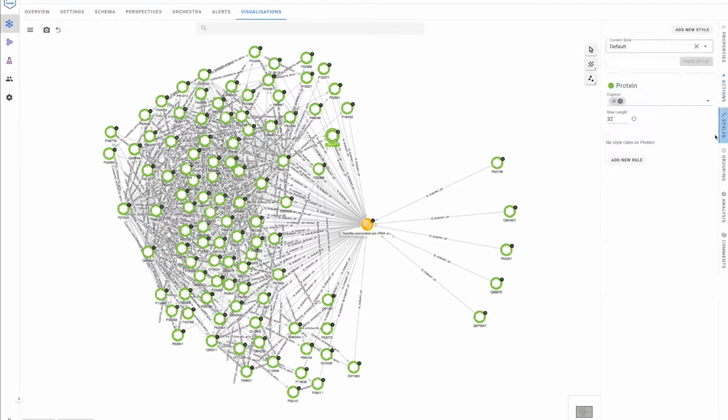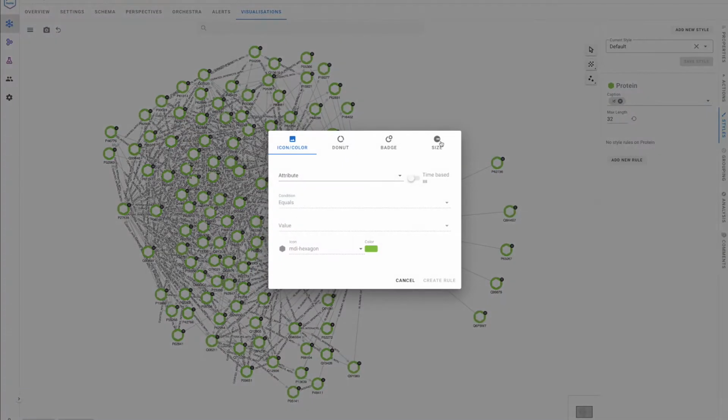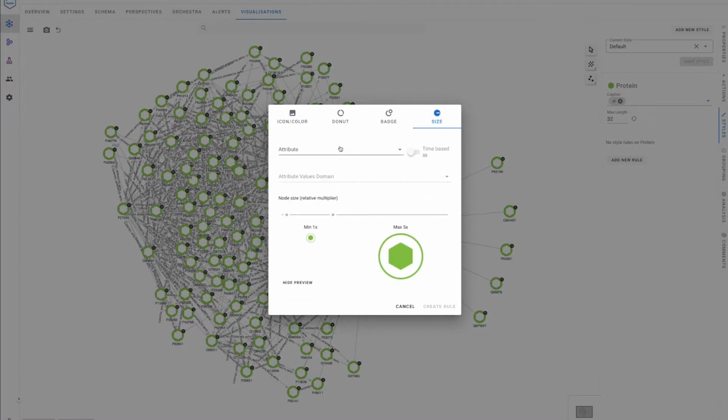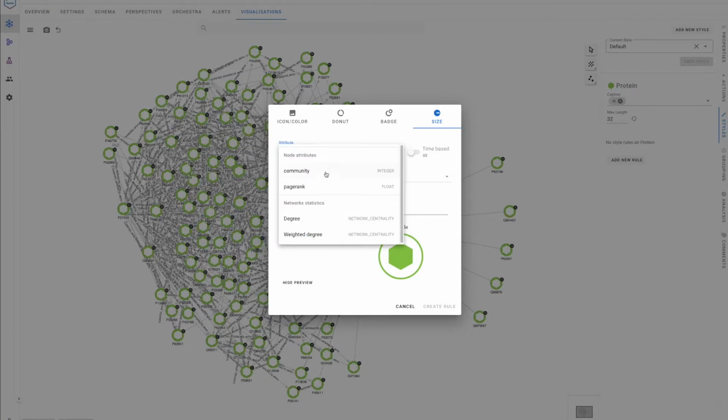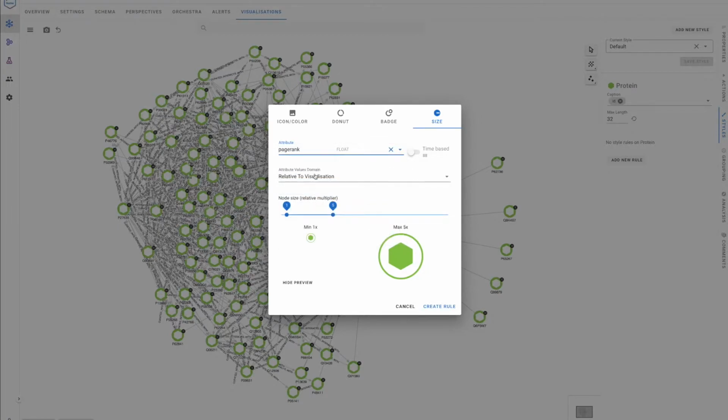I'm going to add a style to my proteins. Let's base it on the size of the protein to help those most influential proteins stand out. And I'm going to select my pageRank attribute, which I've calculated previously and written to my database so that Hume will have access to it.